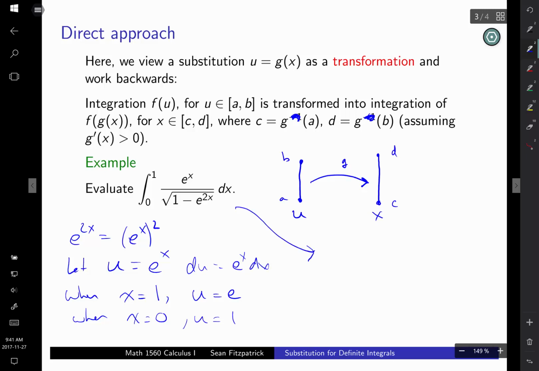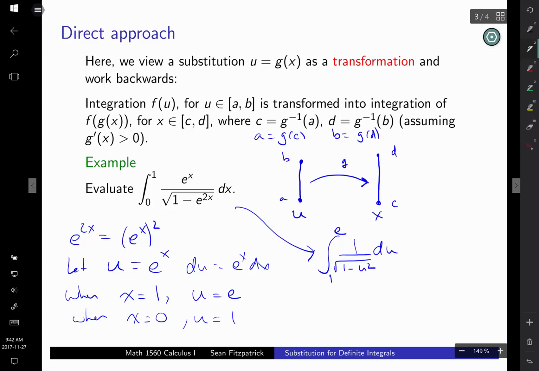So this time what I'm going to do is substitute everything. So the e to the x dx simply becomes du. 1 over square root of 1 minus e to the 2x becomes 1 minus u squared under the square root. And instead of my integral going from 0 to 1, now it goes from 1 to e. Okay. I did have it right the first time. Yeah. We go back the other way. So a is equal to g of c. B is equal to g of d.